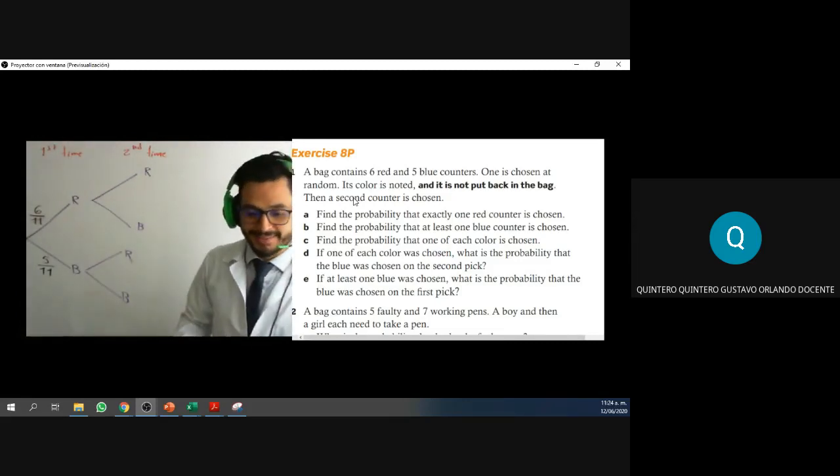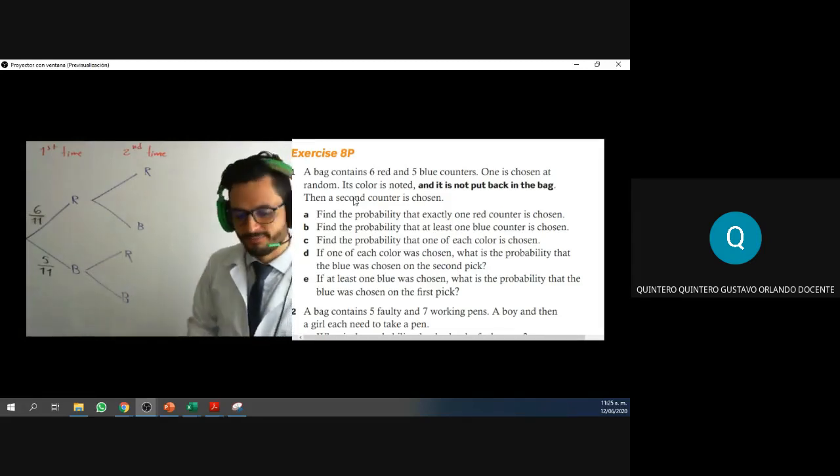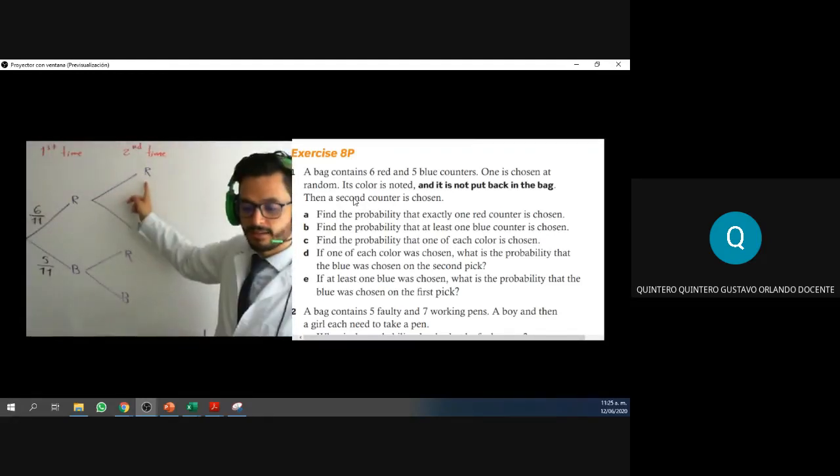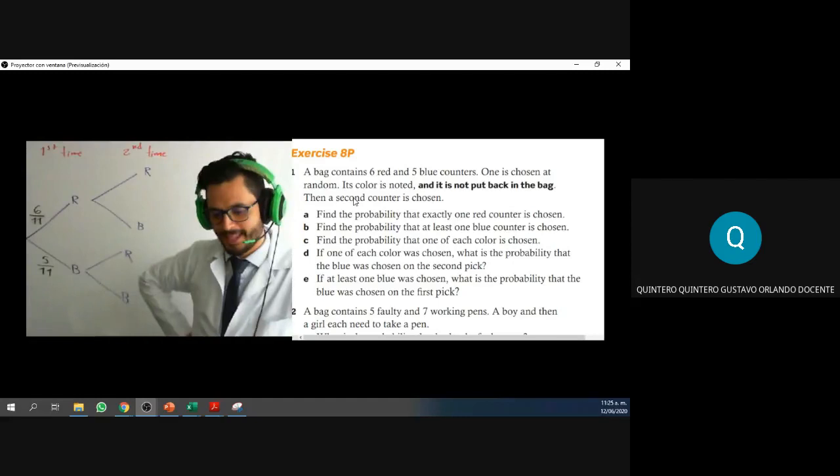But now, guys, let's see. I want each and every one of you to write in the chat the answer to the following question. Yes, including Maria Paz. Each and every one of you. Tell me what is the probability here. What is the probability of getting a red in the second time, the second counter? What is that probability? In the chat, please.